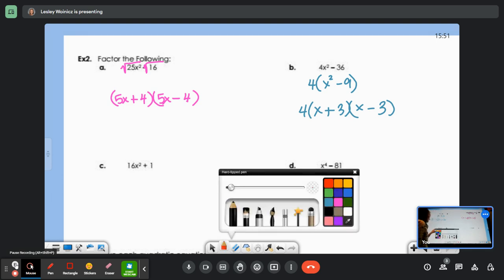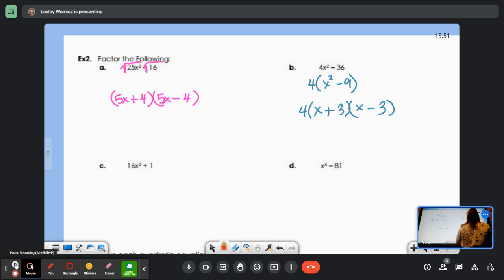Okay. C is another trick, like the one I fell for on the front. It's got a plus. This is a sum of squares, and sum of squares is not factorable.